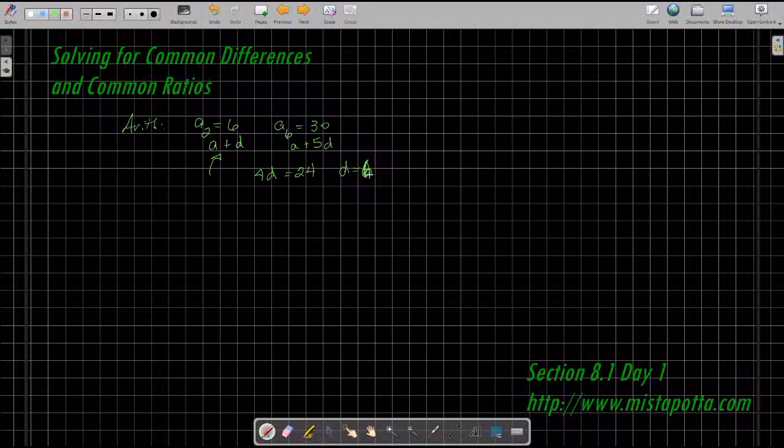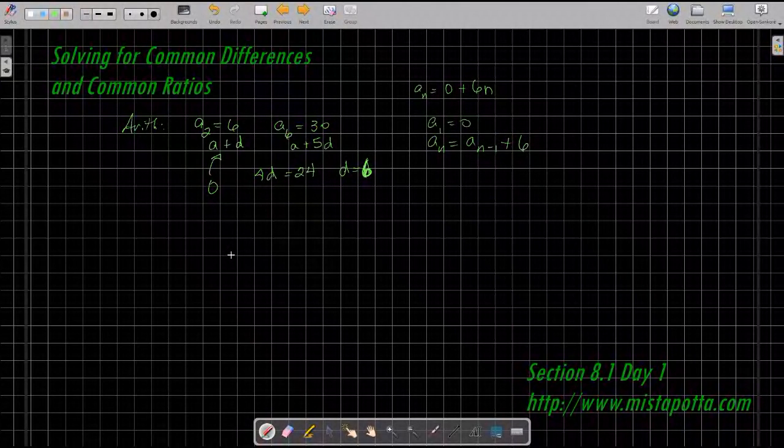So if this common difference is 6, that means my first term had to have been 0. And so what's happening here is I can talk about this explicitly. The nth term is going to be 0 plus 6 times n. Or I can talk about this recursively where my first term is 0 and each term is the previous term plus 6.